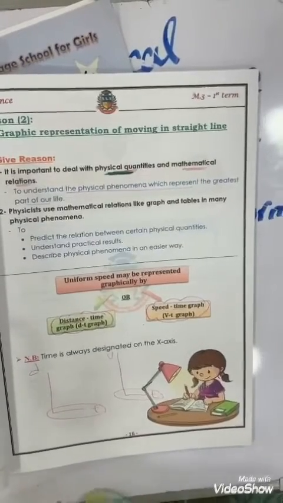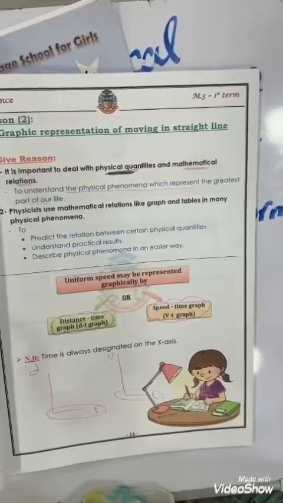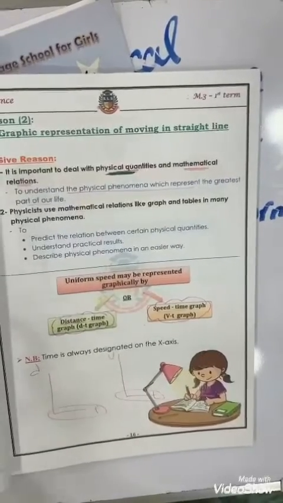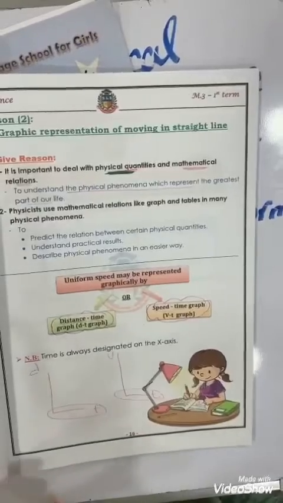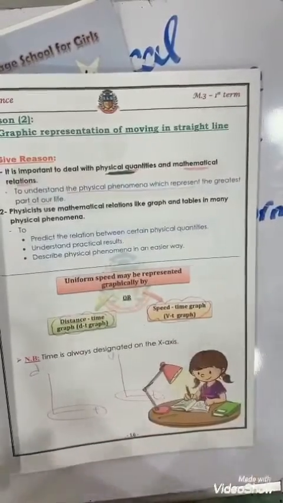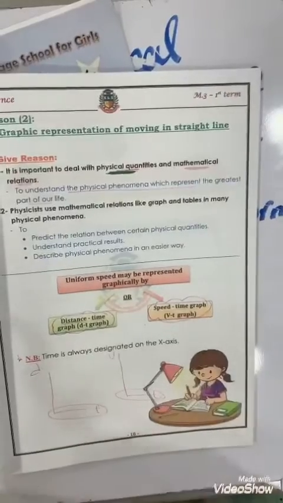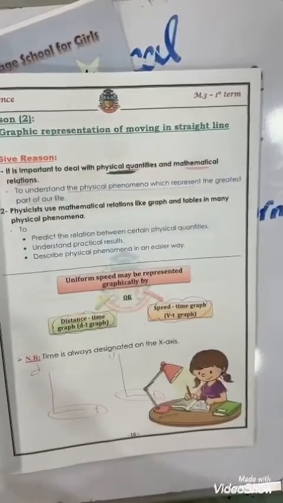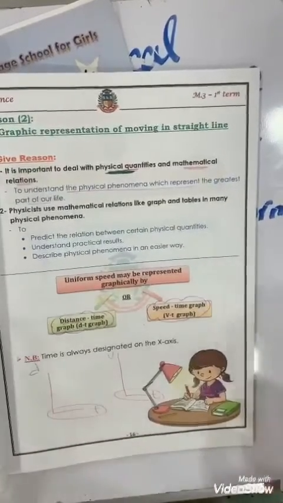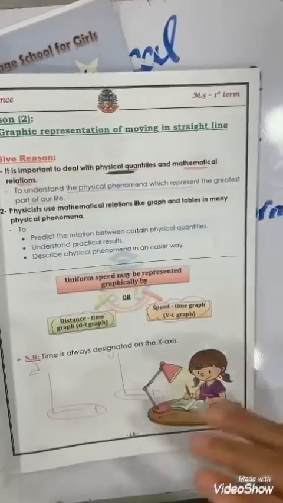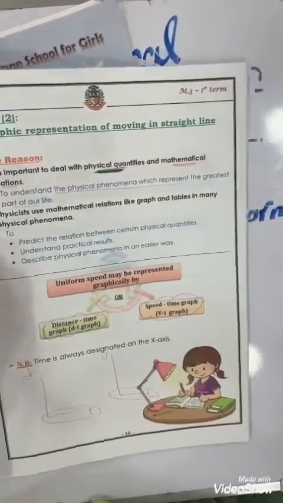Number 2, physicists use mathematical relations like graphs and tables in many physical phenomena. Why? This is because of 3 reasons. Number 1, to predict the relation between certain physical quantities, such as the relation between speed and distance, speed and time, and so on. So we use the graph, we use the table to predict the relation. Number 2, to understand the practical results, to understand why this car is faster than the other car, and so on. Number 3, to describe physical phenomena in an easier way, to describe, for example, the speed best in a way that I can understand. Okay? This is the importance of the graphical representation.